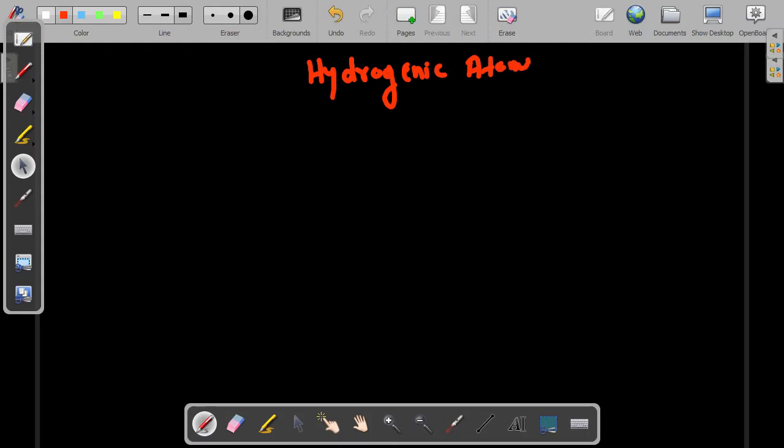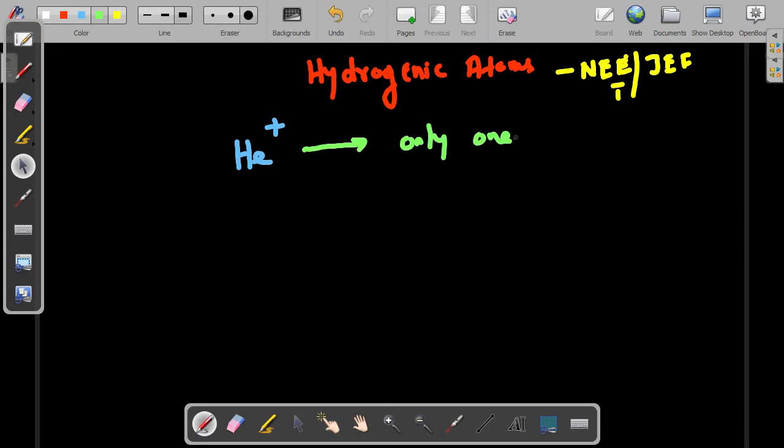So let's talk about the hydrogenic atoms. Very important topic for your NEET and JEE, and also for your upcoming school examination. So if you have helium, for example, and it's an ion, and it is left with only one electron, this is an example of an ion which is hydrogen-like. So it's a hydrogenic atom.